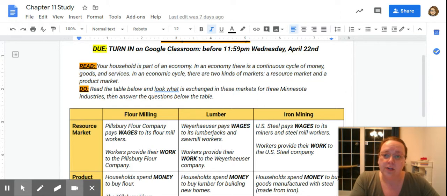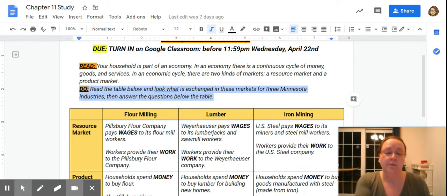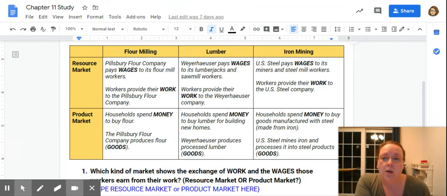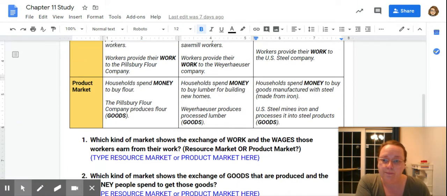Then this section right here says do. This is what you're going to do. So read the table below, this area down here, and look what is exchanged in these markets for 3 Minnesota industries. Then answer the questions below the table. So let's just take a quick look. This row talks about resource markets for flour milling, lumber, and iron mining. This row looks at product market for flour milling, lumber, and iron mining as well.